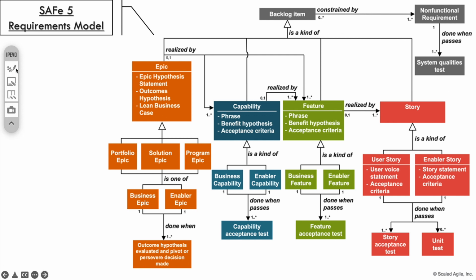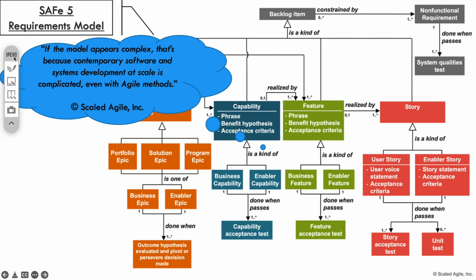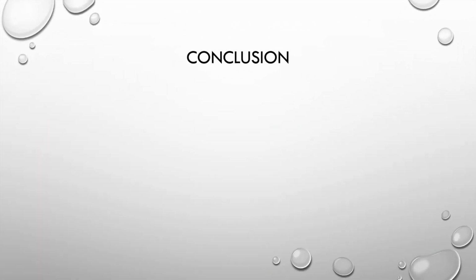And let me cite a piece of documentation for SAFe, which best describes why there is a need for this really complex model. If the model appears complex, that's because contemporary software and systems development at scale is complicated even with agile methods. What can we conclude from this video?